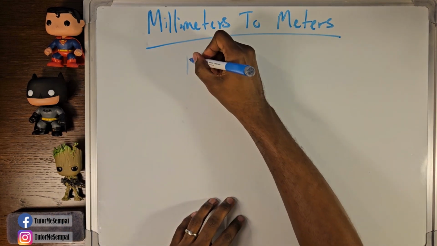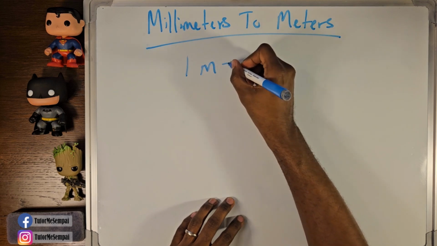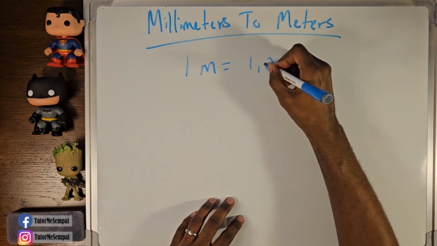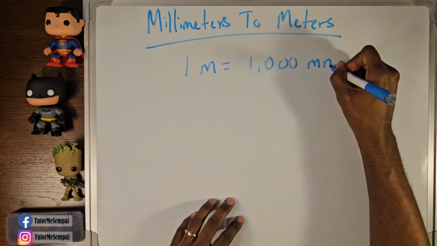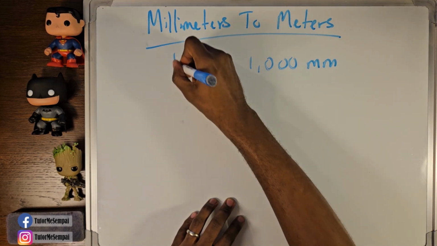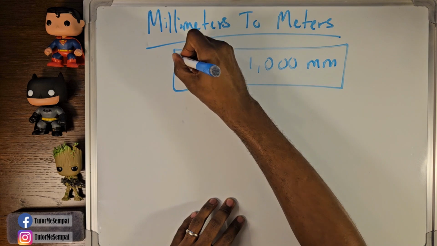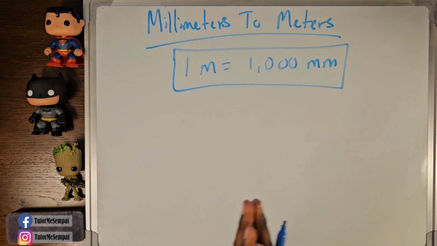So we know that 1 meter is going to equal 1,000 millimeters. MM short for millimeters. This is going to be the basic unit conversion for the exercises that we're going to be doing today.